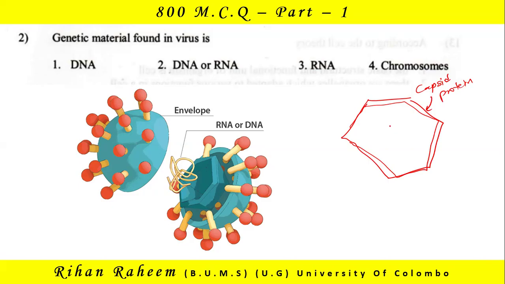Then the inner part might have a piece of RNA or a piece of DNA. Both can't be there. But animal and plant cells have both. DNA is there for storing the genetic material. RNA is helping in protein synthesis. But in a virus, it's either RNA or DNA. So the answer DNA is correct, and RNA is also correct, but the most suitable one is DNA or RNA.